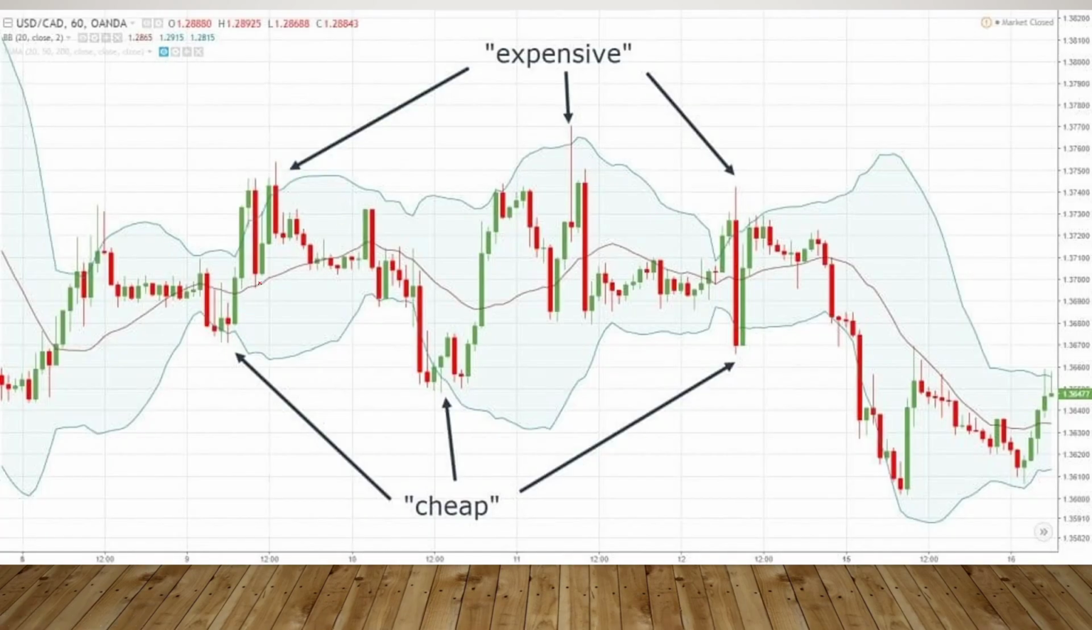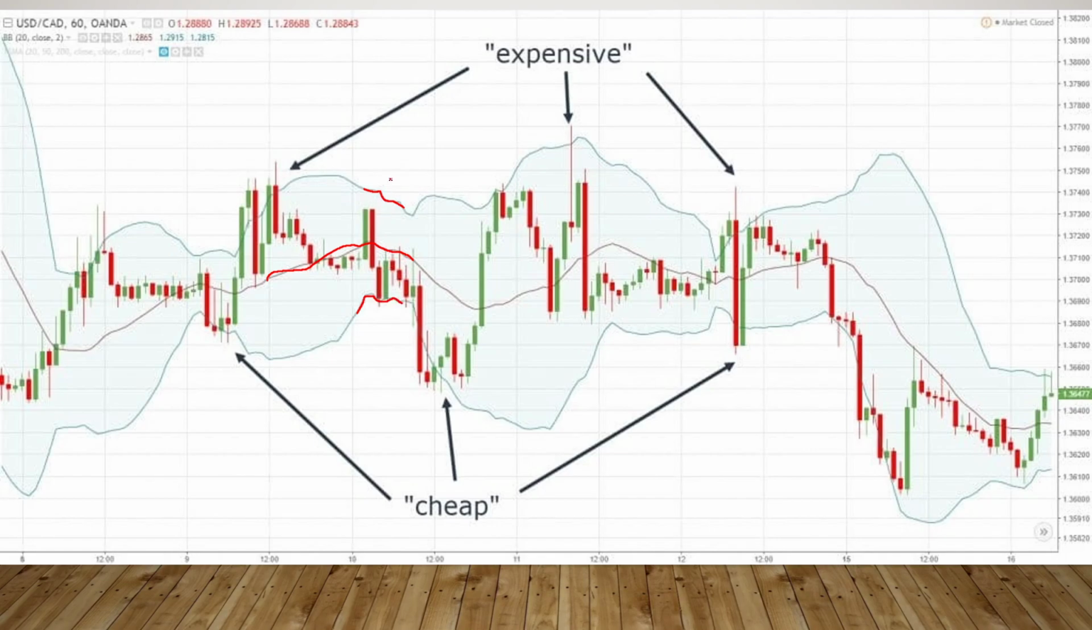So first of all, what it is, you've got this middle line here, which is your 20 moving average of the stock. And then you've got your upper band up here, which is above the middle band. That's going to be 2 standard deviations away from the middle band above it. And then you've got your lower band down here, which is going to be 2 standard deviations below the middle band.